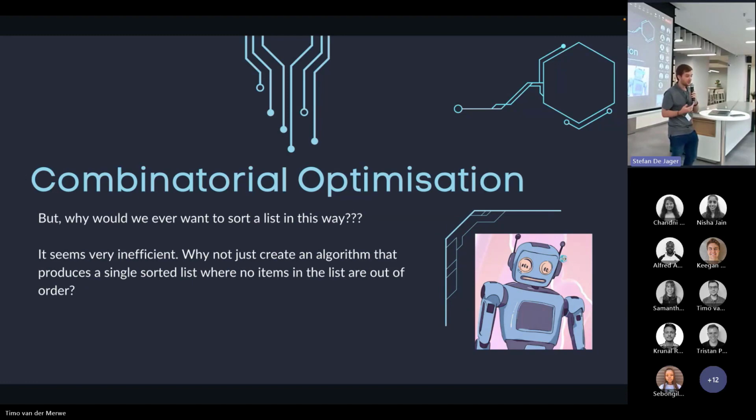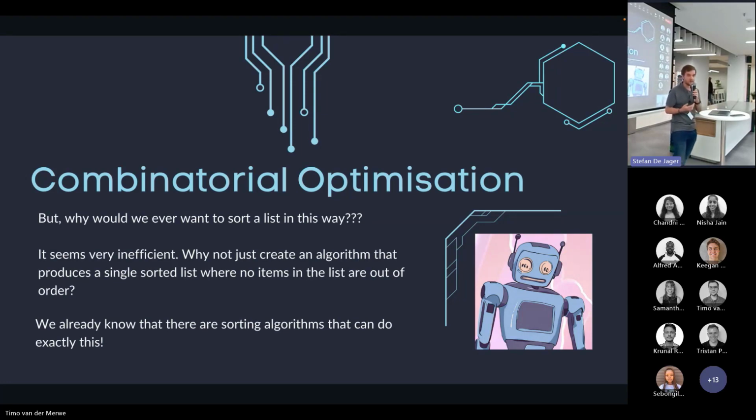But why would we ever want to sort this way? It seems so inefficient. Why don't we just use an algorithm to sort the list of numbers? And we even know that there are algorithms that can sort the list of numbers for us. So it really seems like combinatorial optimization is a complete waste of time if we can just use an algorithm to find the solution immediately instead of creating a bunch of solutions.